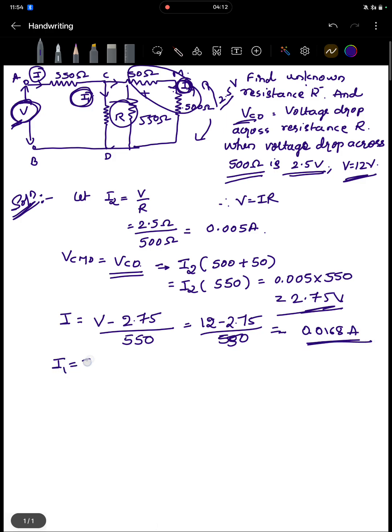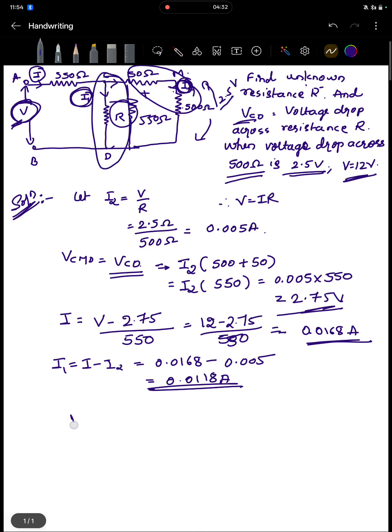Now we calculate I1. I1 is equal to I minus I2. So that will be equal to 0.0168 minus I2, which is 0.005 ampere. So that will be equal to 0.0118 ampere.